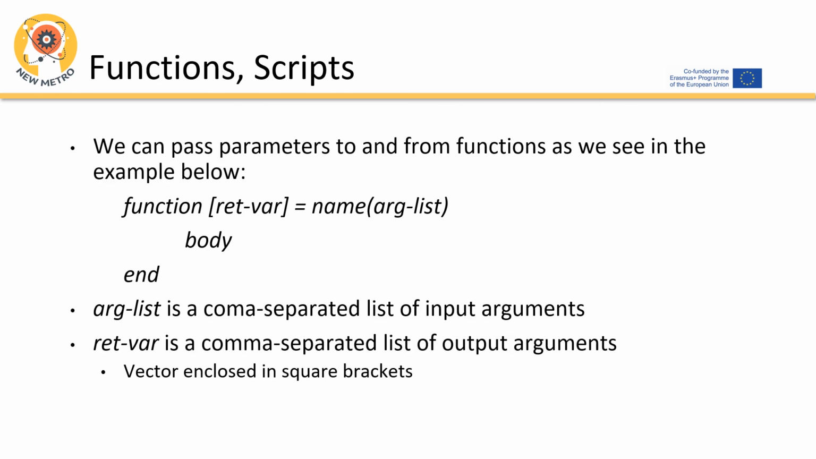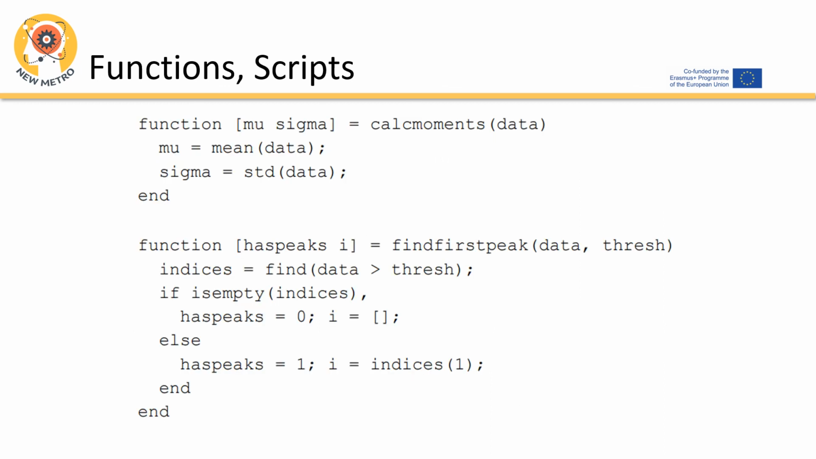We can pass parameters to and from functions as we see in the example below, with the function retvar equals the name of the argument list, and then the body and the end of the function. The arglist is a comma separated list of input arguments. The retvar is a comma separated list of output arguments, a vector enclosed in square brackets. Here we see some examples of functions and scripts.